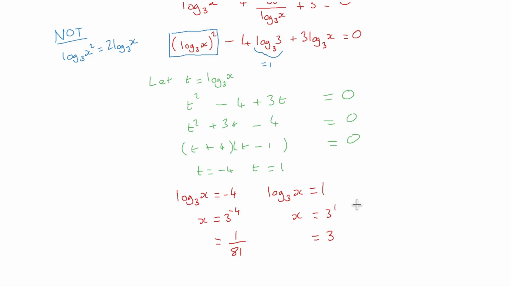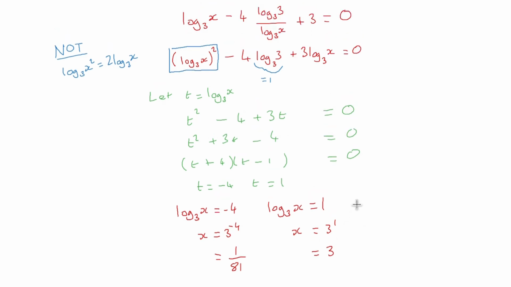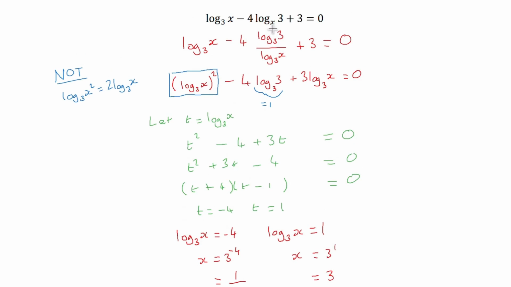So this is what we have to do when we have change of base rules. Change of base rule, first of all, change our base, and often that will lead to this scenario where we've got a squared log term. Dealing with that squared log term is probably going to lead to a quadratic that we need to solve as a quadratic and then substitute back in.